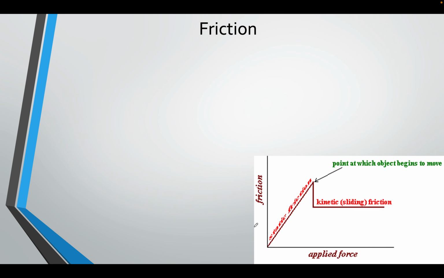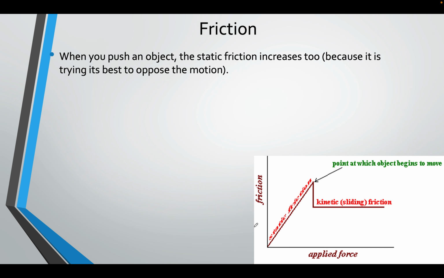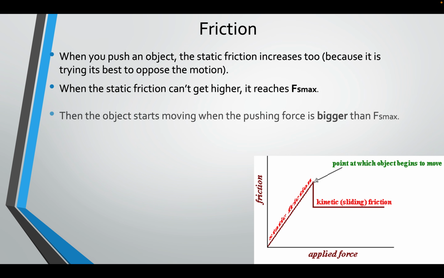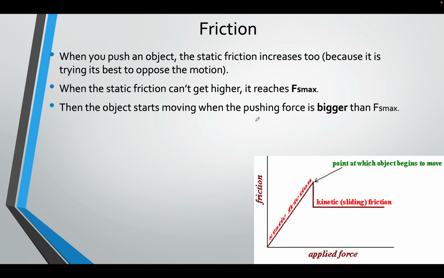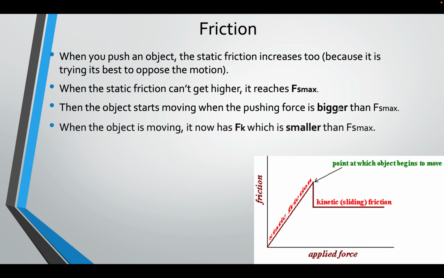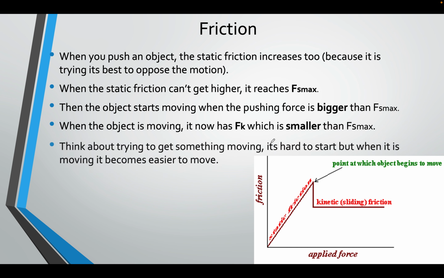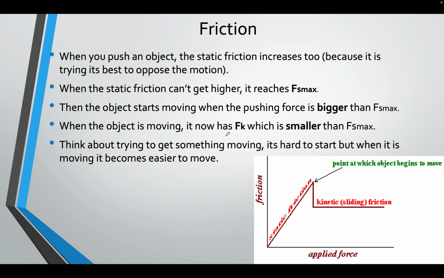There we go. So, for friction, when you push, the static friction also increases because it's trying to oppose the motion. When it can't get higher, it reaches Fs max, maximum static friction. Then it starts to move when the pushing force is bigger than Fs max, and then it now has Fk, which is smaller than Fs max. That's important to know. This is smaller than the static friction. So something to think about is if you're trying to get something moving, it's hard to make it start moving, but when it's already rolling, then it's easy to continue moving, I should say.